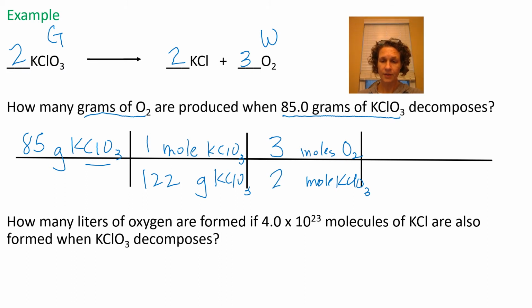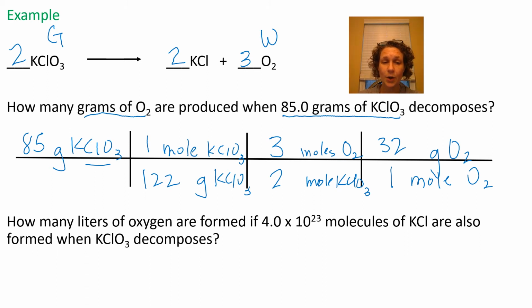And so now I've gotten to my coefficient step. This is where I go from one substance to another. So now I'm converting from KClO3 into oxygen. If the problem asked me how many moles of oxygen are produced, then I could just stop right now. But it asks grams. So this last step, I put grams. And then this is going to go back to 1 mole.